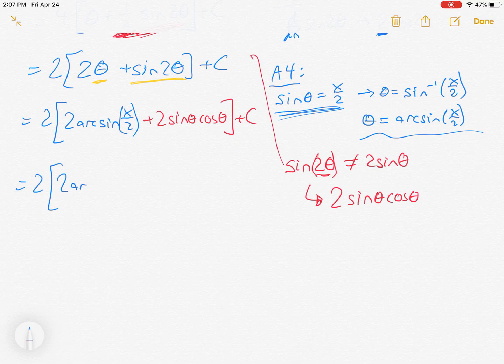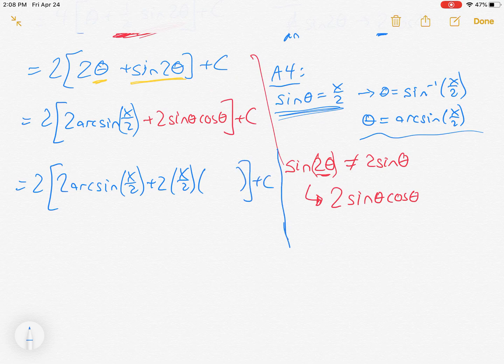So a bit unusual here. We have some x's and we have some thetas. We still want to go all in with theta. We know what sine theta is. Now this 2 out front really is kind of annoying. I don't think it's really worth it to factor it out, so I might put it back through in a moment. We know sine theta is x over 2, but we don't know what cosine theta is just yet. So what is cosine theta?